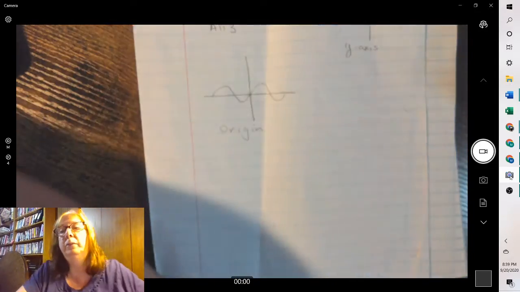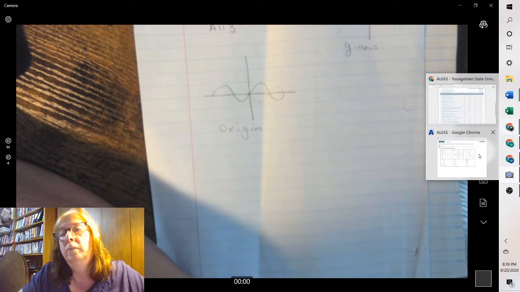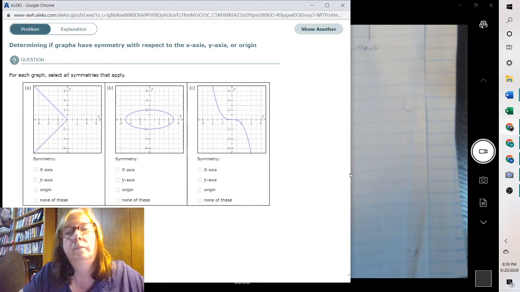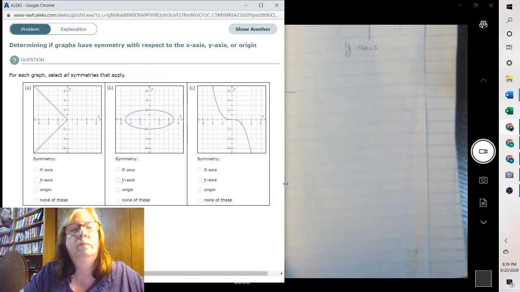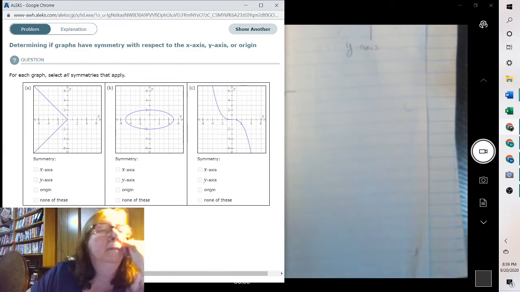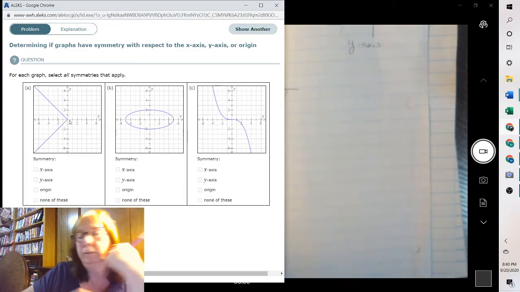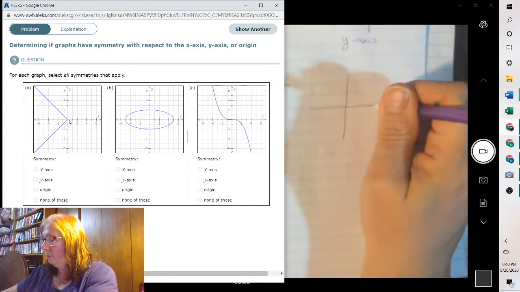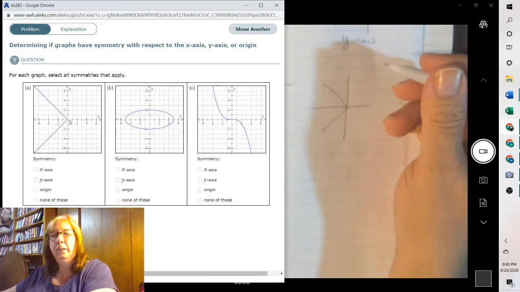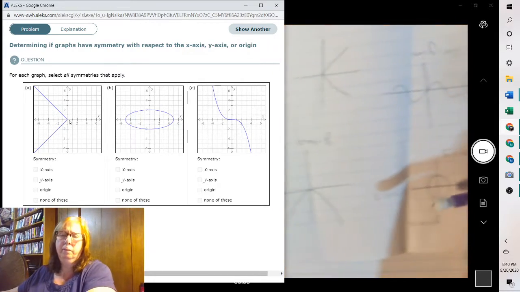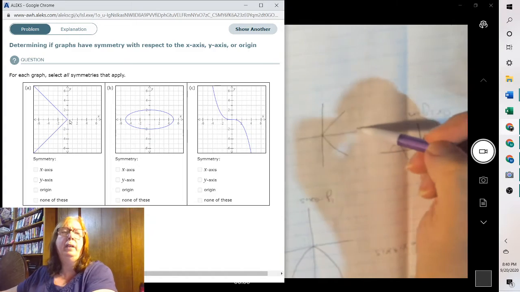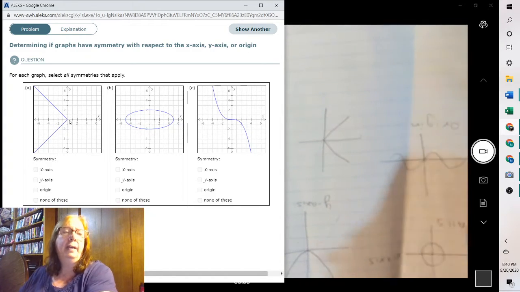Let's try it for those other ones. So looking at this one, you can see if we flip it on the x, we have the same graph. But if we flip it on the y, it's here. So it doesn't have y. And if we take the graph and turn it upside down, it's now pointing the wrong way. So that one only has x-axis.